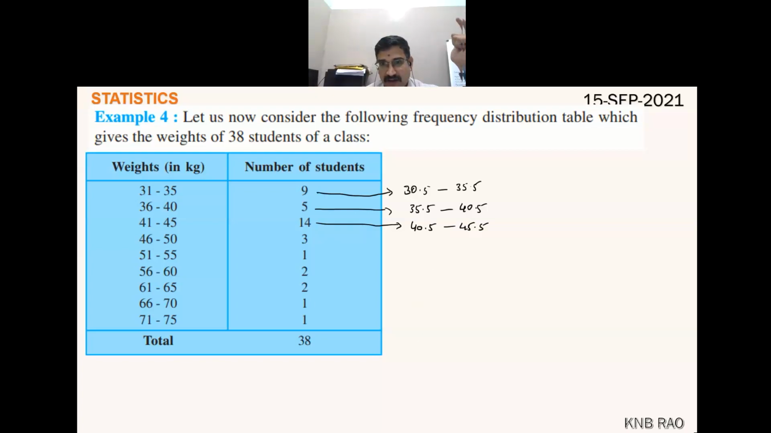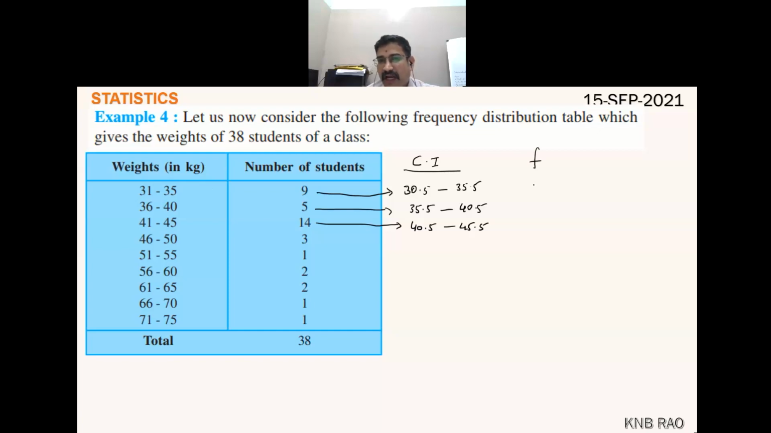Now, tell me, dear. Sir, can we not do 30 to 35, 35 to 40 like that? You are changing the class intervals. Here the class size is 5, and the given inclusive class interval you are converting into exclusive class intervals. Now the moment it changes, maybe the number of students, that is the frequency, can also change.